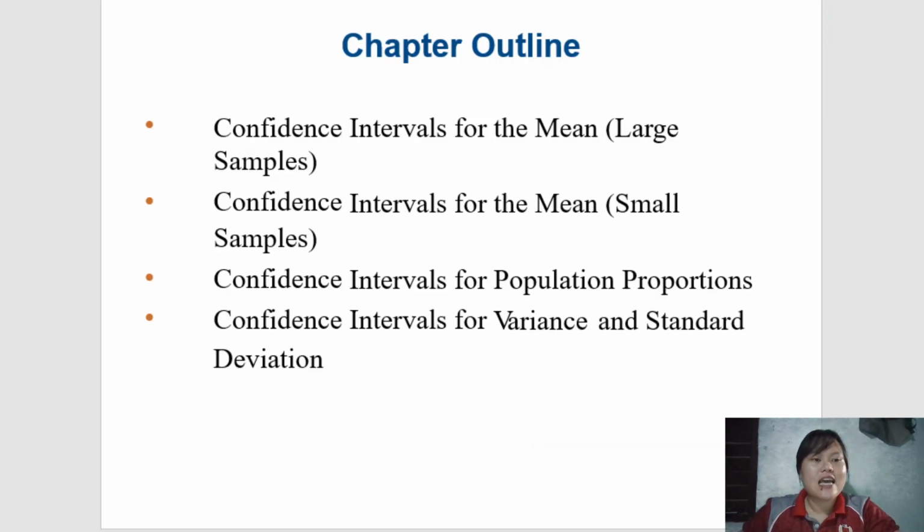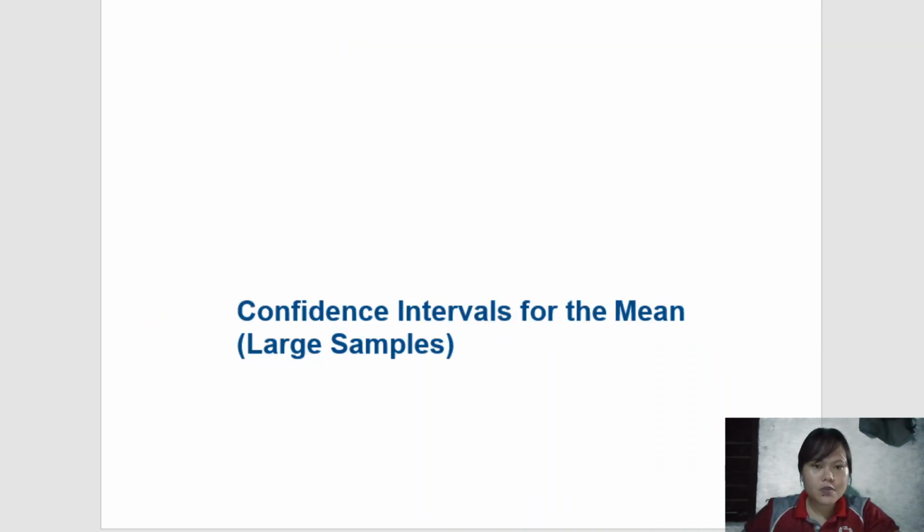So here is our chapter outline. We would be discussing confidence intervals for mean, large samples, small samples, for population proportions, and for variance and standard deviations. So let's start off with confidence intervals for mean, large samples.